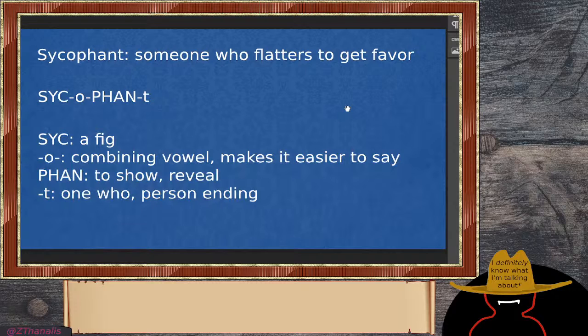Phan is another base that means to show or to reveal. And the last one is just a person ending, to show that there's a person doing this action. So this is someone who is showing or revealing a fig. And you have to go from that meaning to someone who flatters someone else to get favor. That's a pretty big jump. But again, cultural context can make a lot of things clearer.